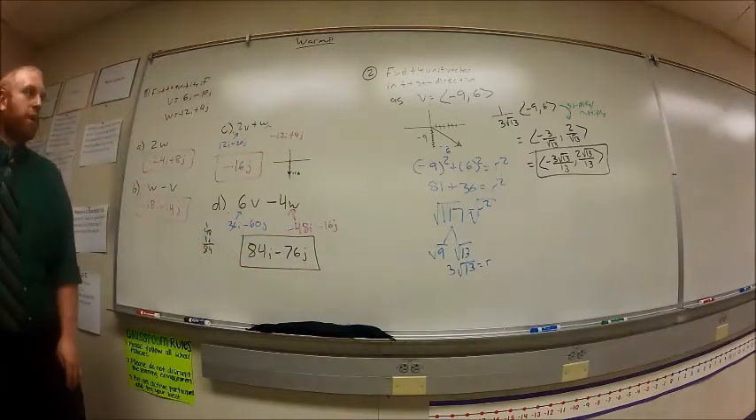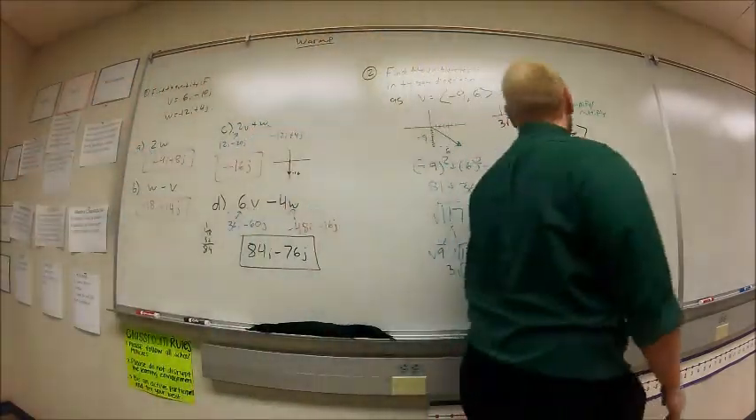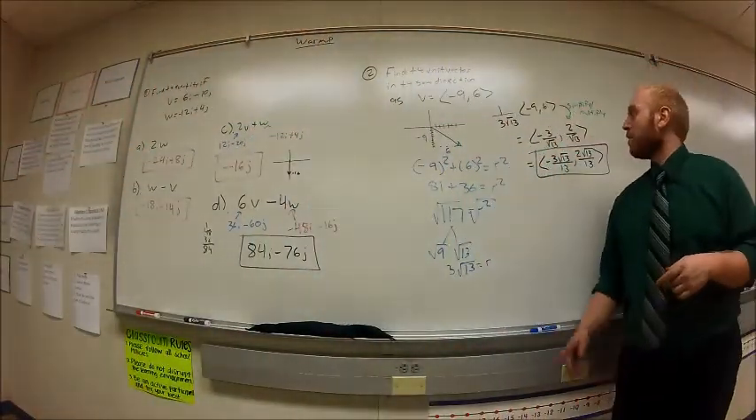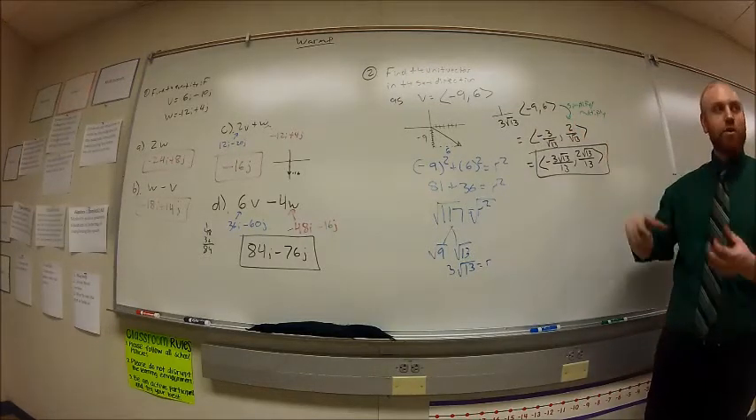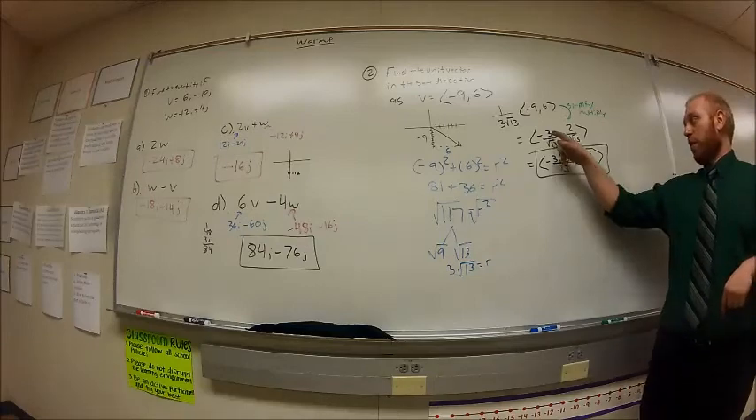For number 2, make sure you found the magnitude. That was the first thing. The magnitude ended up being 3 root 13. And then remember, divide both components by the magnitude. That's how we get it down to where the magnitude equals 1. Rationalize your answers from there.